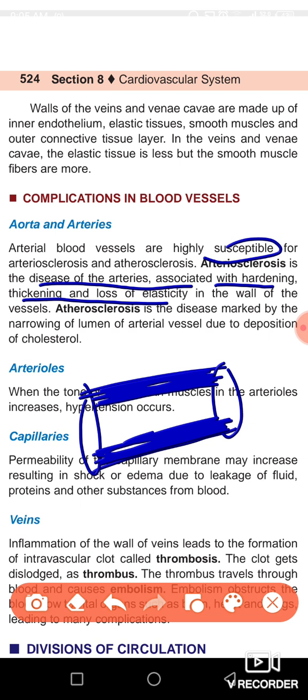Now the other disease is atherosclerosis, and atherosclerosis is marked by narrowing of the lumen of the artery vessel due to the deposition of cholesterol. So in atherosclerosis, cholesterol is going to deposit on it. Okay, now I will explain the difference between them.